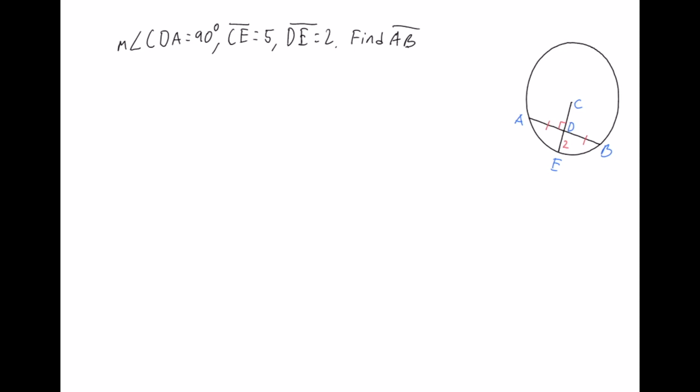However, with radii of a circle, they all are equidistant to any point on the circle. So, if CE is 5, that's the radius, we can go from C to any other point on the circle, and it would also be 5. So how about we go from C to A? And that is also 5.